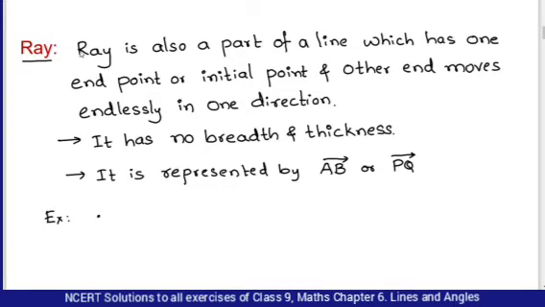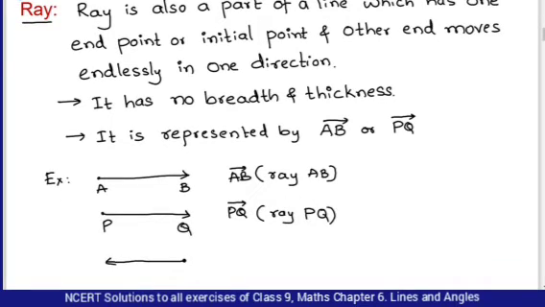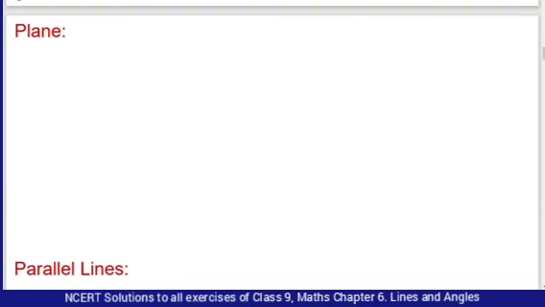Example, here this is a ray AB. One is the end point and other end moves endlessly. We call it as a ray AB. And the second example, this as a ray PQ. Or we can take this as an end point and other end moves. We call it also as a ray PQ. So this is about a ray.